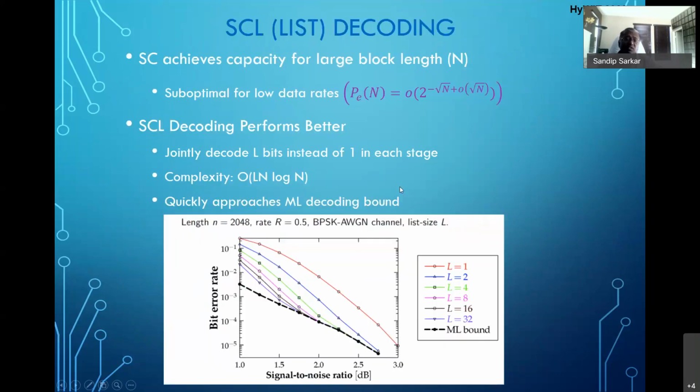Okay, so this is what is known as successive cancellation list decoding. It's similar to the dynamic programming of Viterbi decoding, but obviously with a difference, because you don't do successive cancellation in Viterbi decoding. And the complexity becomes a little more. It was n log n before, it becomes order of L n log n, and it quickly approaches the maximum likelihood decoding bound, as you can see from this curve. This is taken from Tal and Vardy.